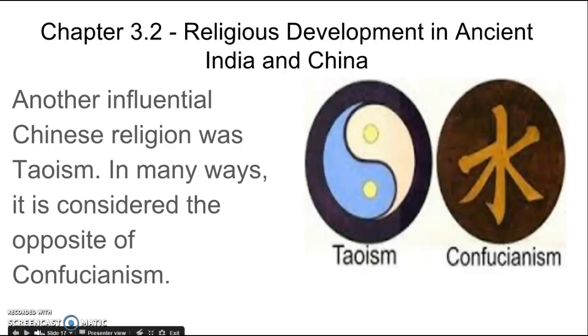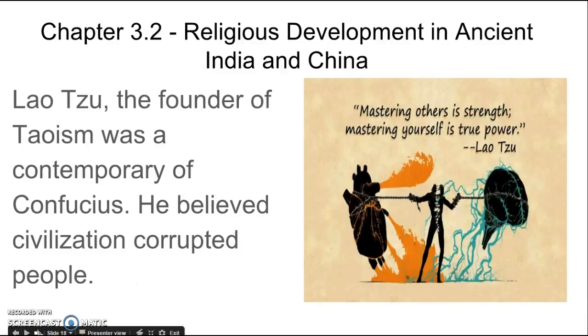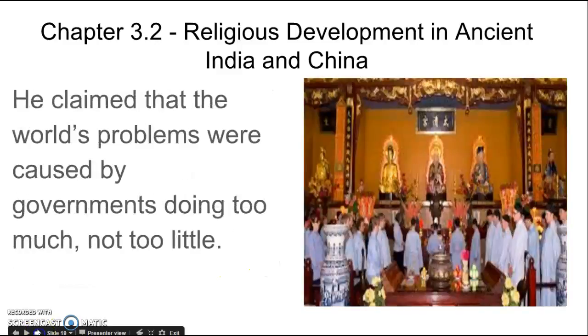Another influential Chinese religion was Taoism. In many ways, Taoism is considered the opposite of Confucianism. Next slide. Lao Tzu, the founder of Taoism, was a contemporary of Confucius. He believed that civilization corrupted people. Here's a quote by Lao Tzu. "Mastering others is strength. Mastering yourself is true power." Next slide. He claimed that the world's problems were caused by governments doing too much, not too little. Next slide.